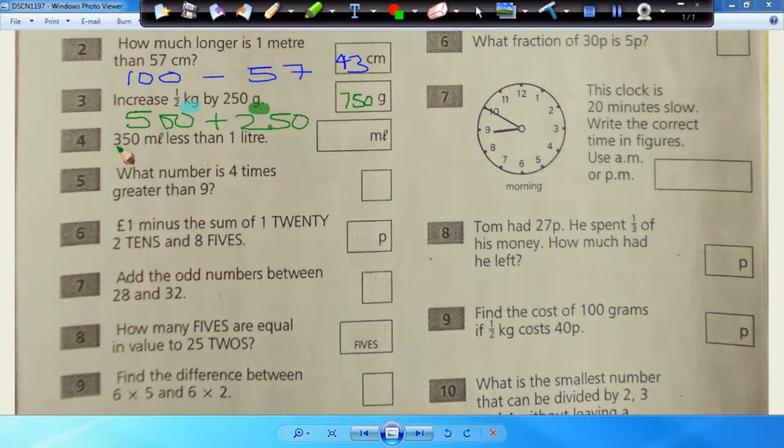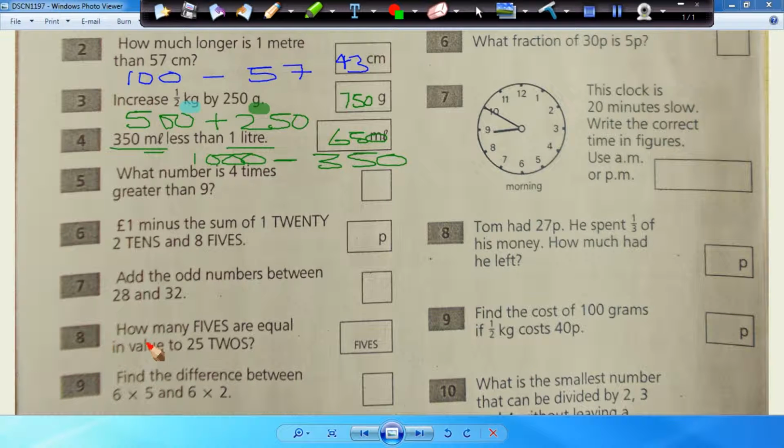Now, Mariam, we have 350 milliliters less than 1 liter. How many milliliters in 1 liter? Quiet. Mariam, 1,000. So less than means 1,000 minus the 350, which gives us an answer of? 650. Excellent.